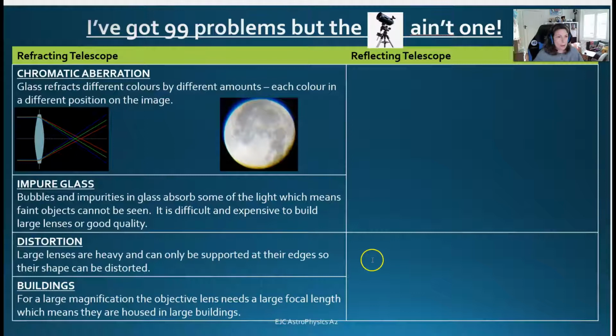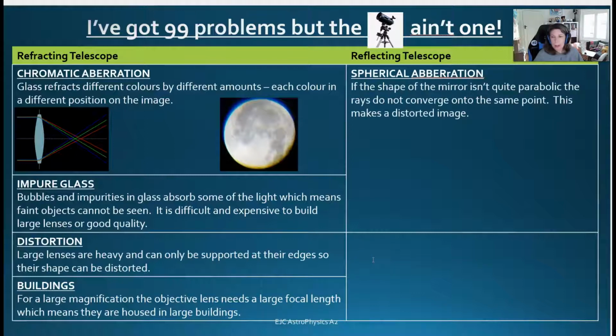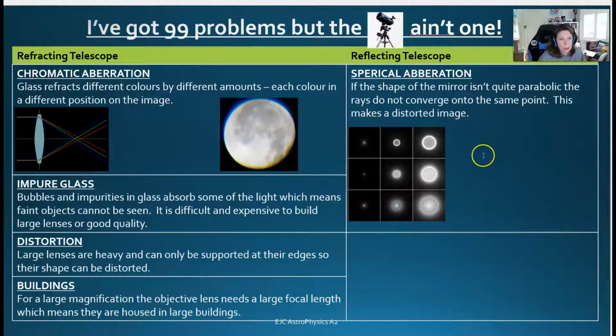Okay, so what about reflecting telescopes? Well, reflecting telescopes still get spherical aberration. Which means that the shape of the mirror isn't quite parabolic, so it's not quite right. The rays don't converge onto the same point, and this makes a distorted image. You can see here it actually shows you the airy disk quite nicely as well. You can get some distorted images.